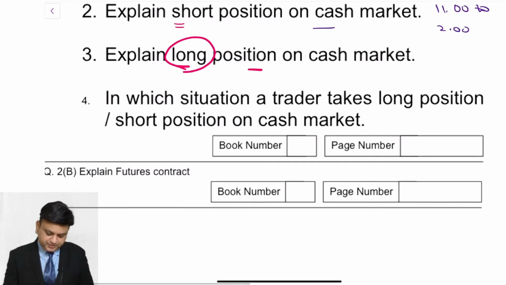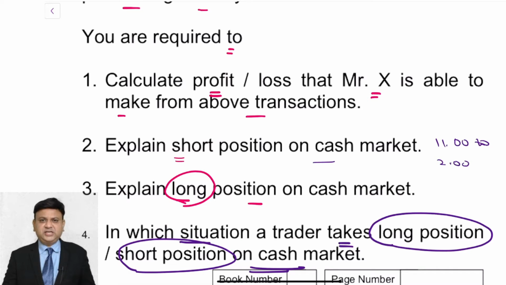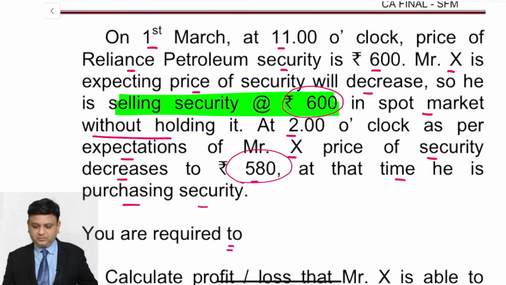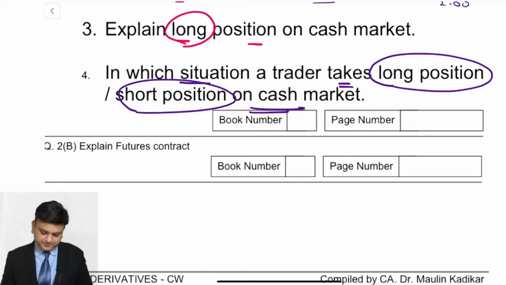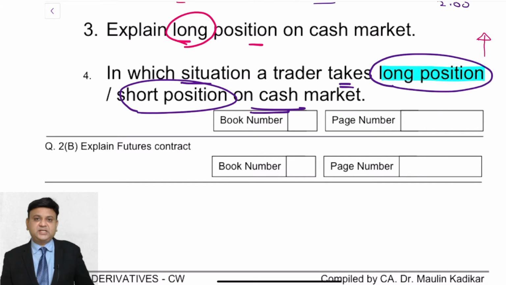Fourth question: in which situation does a trader take a long position on cash market and a short position on cash market? Write the answer in the chat box please. So we understand that it is very simple: a trader will take the long position if he is expecting that the price of the underlying asset is likely to go up. Suppose the price of HDFC Bank is right now rupees 1500 and I am expecting that the price will increase, then in that case I will buy the security, and that is simply the long position on HDFC Bank.